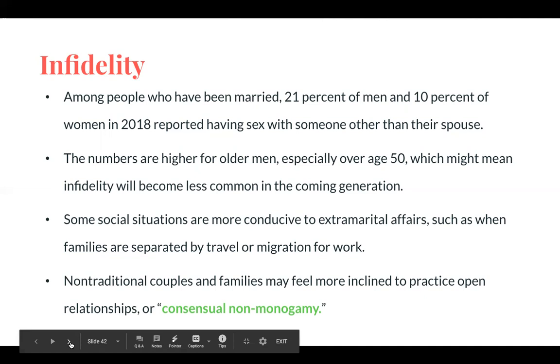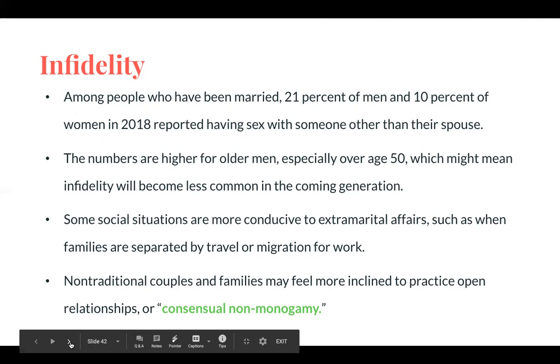We know based on research that some social situations are more conducive to extramarital affairs, like when families are separated by travel or migration for work. And although your book doesn't note it, we also know that technology has introduced a risk of extramarital affairs, both because of the ease of reaching out to people and starting these affairs, but also because if you've ever heard the term emotional infidelity, technology blurs the line about what is acceptable behavior between a married person and someone who is not their spouse. Sexting and sharing photos and sexually explicit conversations just wasn't something that was regularly occurring before the rise of technology and social media.